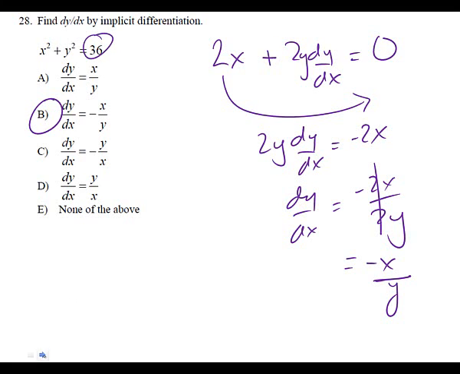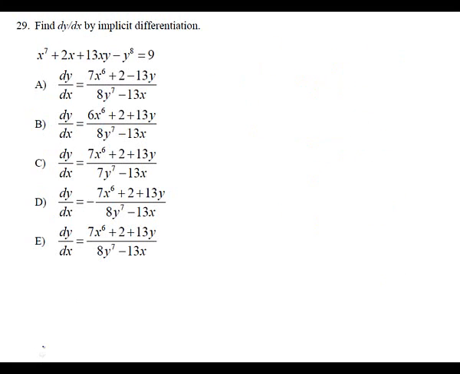Oh, I still haven't fixed that. All right. Implicit again. A little bit uglier this time. We've got a product rule going on in the middle there. So, what's the derivative of x to the 7th? 7x to the 6th. Okay. dx/dx. What's the derivative of 2x? 2 dx/dx. Here I need a product rule.